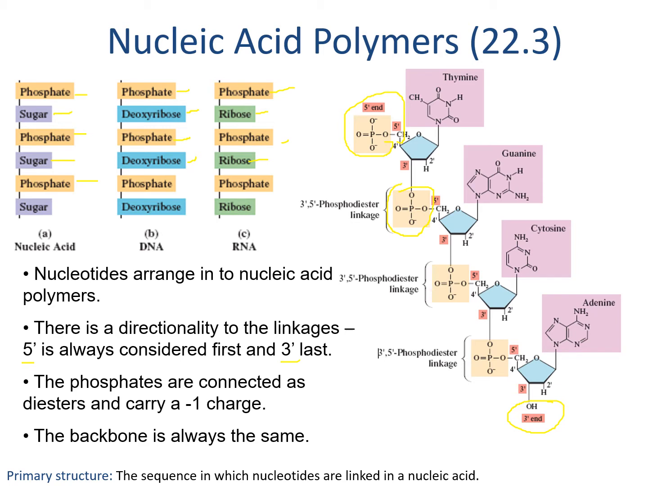When we link all these together, the phosphates are always going to be connected as diesters, and they always carry a -1 charge, which makes nucleic acids really quite anionic. They're really quite water soluble. The backbone is always going to be the same in every one of these cases. Just like we talk about the sequence of amino acids as the primary structure of a protein, we also talk about the sequence of our nucleotides as the primary structure of our nucleic acids.